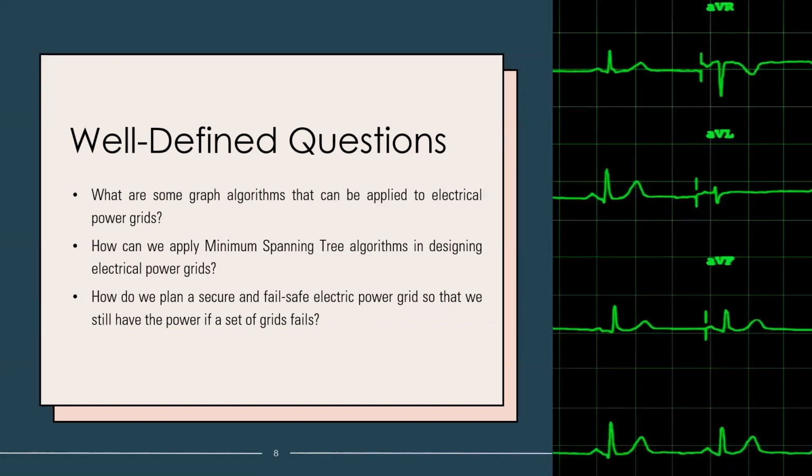So how are we applying MST to this? What are the questions we're going to answer while applying MST? At first, what are some of the graph algorithms that we can apply to the electric power grids? Next, what are the MST algorithms we're going to apply for the electric grids? Then, how are we going to build a fail-safe, secure electric power grid so that we still have power if some set of power grids fail?